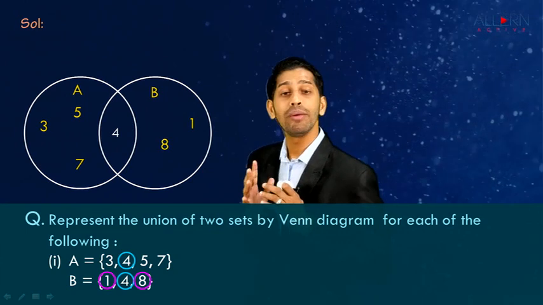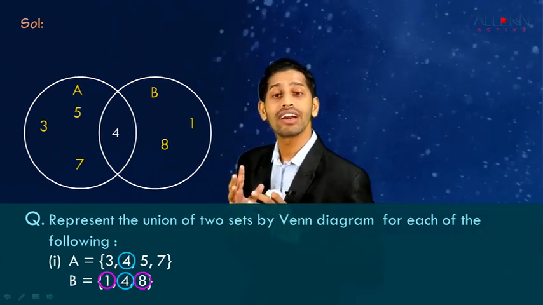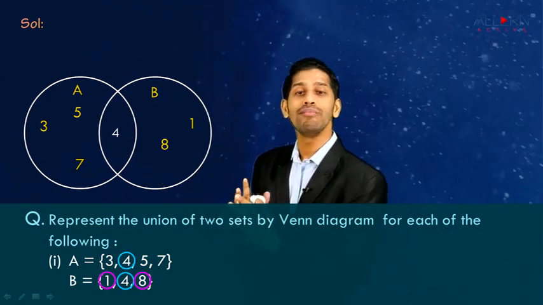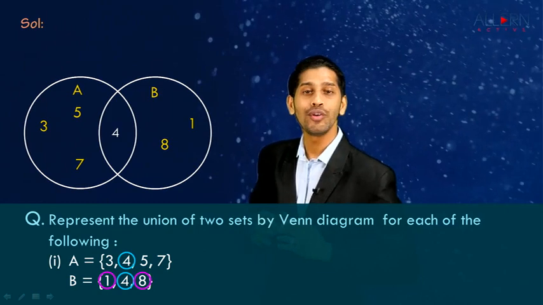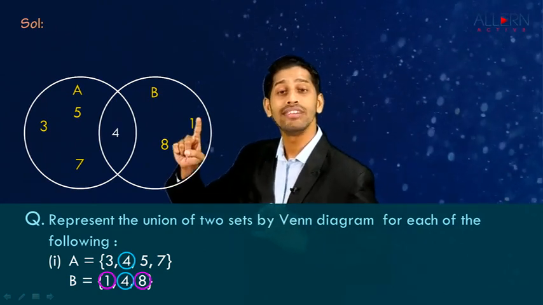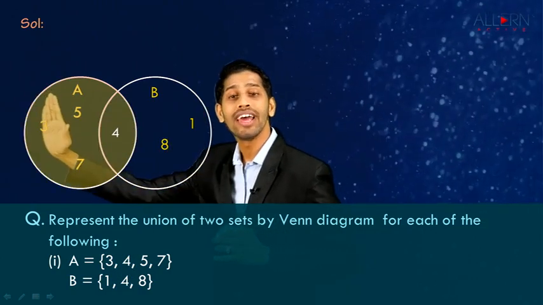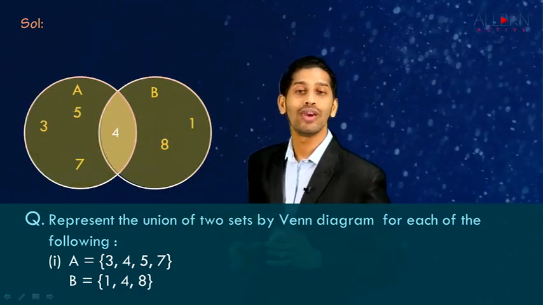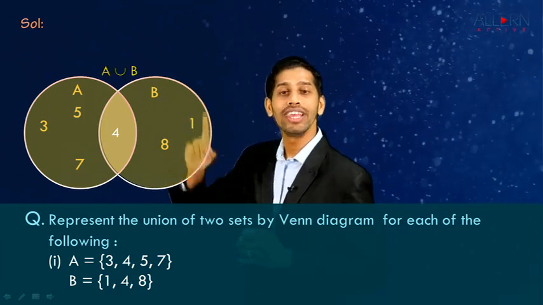Now we have to represent the union. What is union? Union is nothing but the collection of all the elements of both sets A and B. Therefore, in order to represent the union, we have to consider all the elements. So we are going to shade the entire elements of set A as well as set B, and that is nothing but A union B.